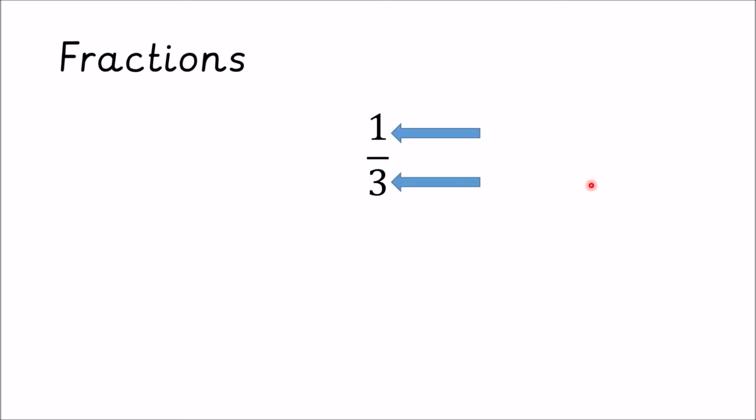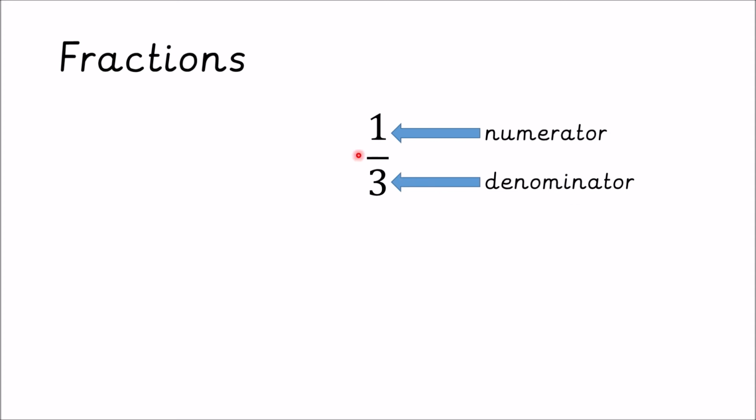So let's think about numerators and denominators. They're 2 words we're looking at today, and you've just got to try and remember which way around they go. Essentially, the numerator is the top number in a fraction. The numerator tells you how many parts you have. The denominator is the bottom number in a fraction, and it tells you how many parts your quantity has been divided into.